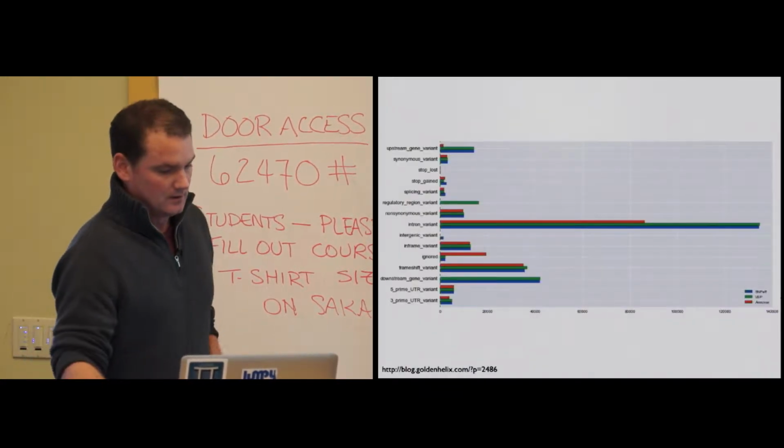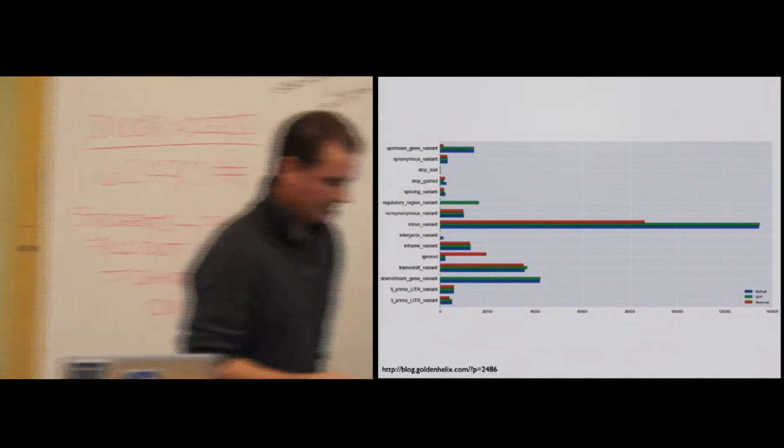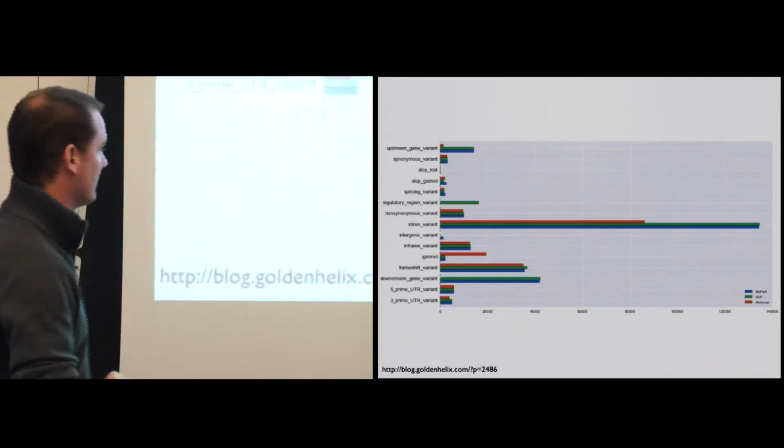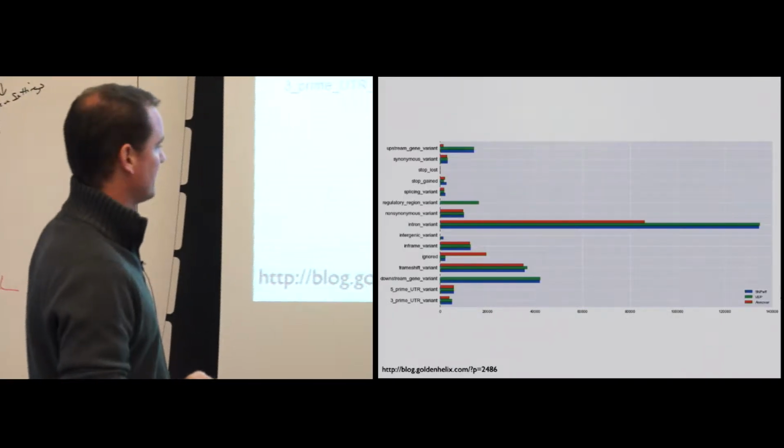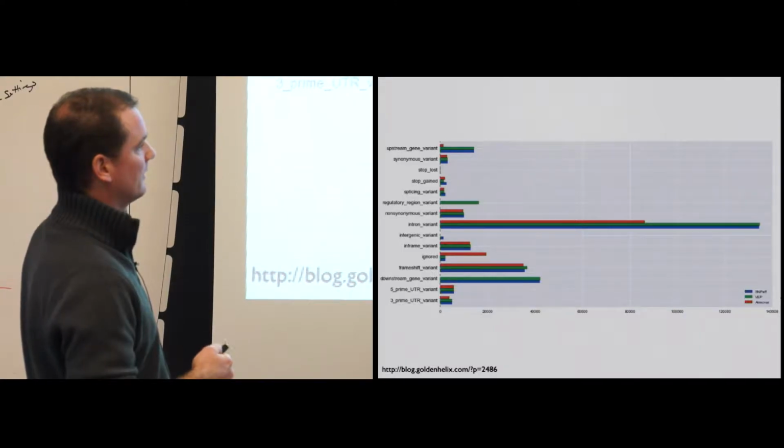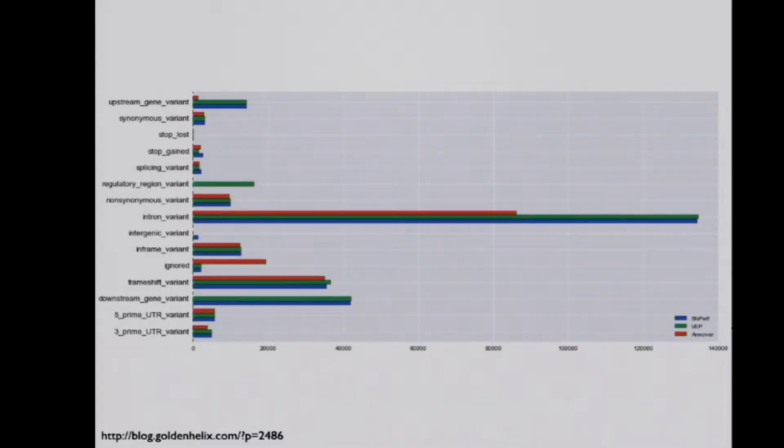Okay. There's a company called Golden Helix, and they maintain a blog. One of the recent posts, in the last year or so, quantified the differences between these three different prediction tools. On the y-axis is each of the different sequence ontology terms, we'll talk about that in a minute, that classify the impact of a given genetic variant.